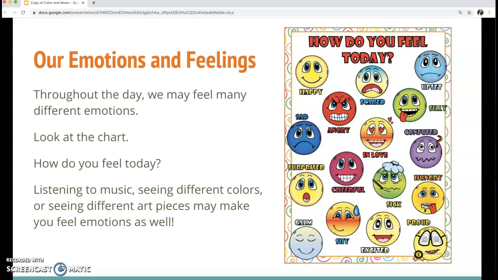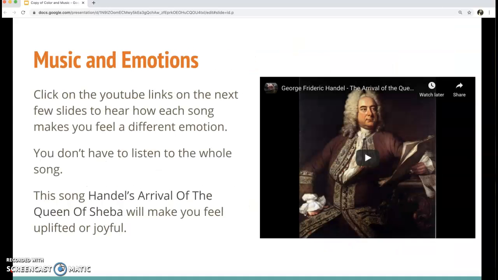And then throughout the day, we feel many emotions. We have the students look at the chart and then decide how you feel today. We might have them raise their hand and ask them which picture they're relating with and which emoji they're relating with today. And then listening to music, seeing different colors or seeing different art pieces make you feel emotions as well. So we're going to start out with music and talk about a few different pieces that evoke different emotions.